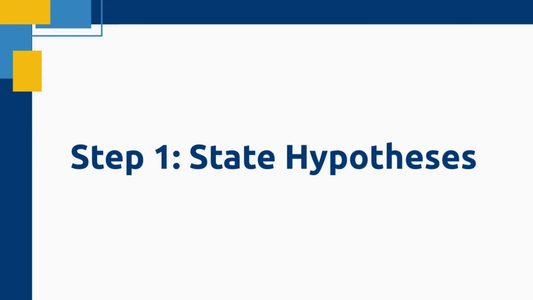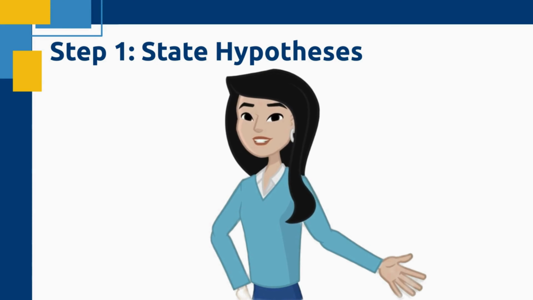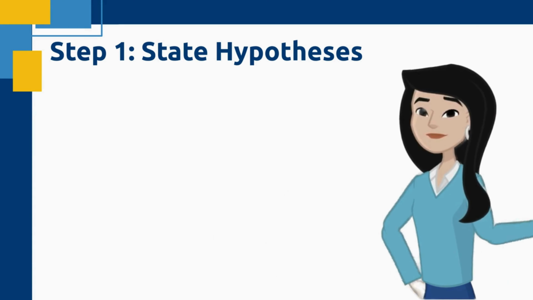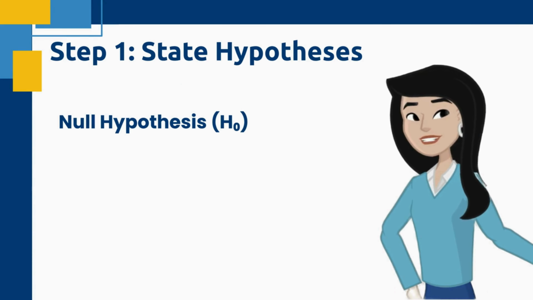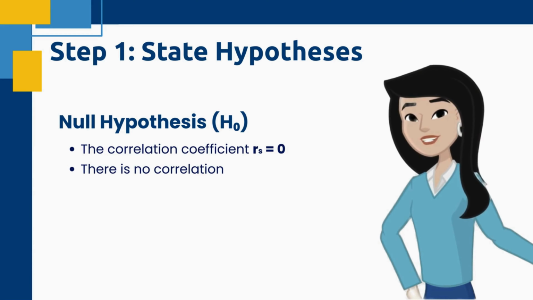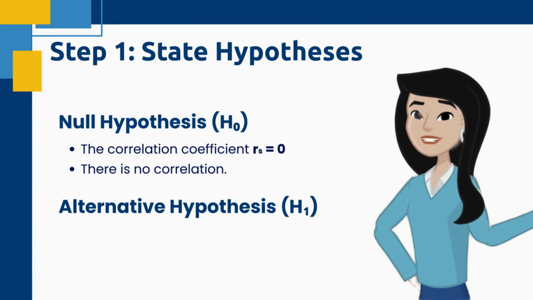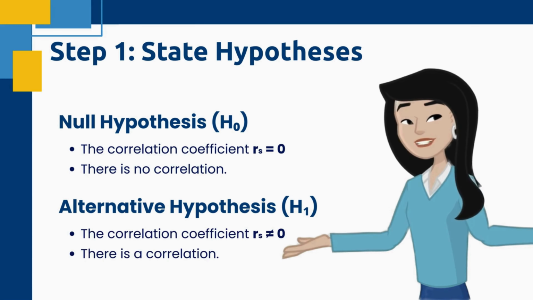Step 1. State hypotheses. All right, before we jump into the actual test, the first thing we need to do is set up our hypotheses. So, what are they? The null hypothesis is like saying, there's no clear pattern between the two variables. One doesn't consistently go up or down when the other changes. On the other hand, the alternative hypothesis says, hey, there is a pattern, a monotonic relationship.